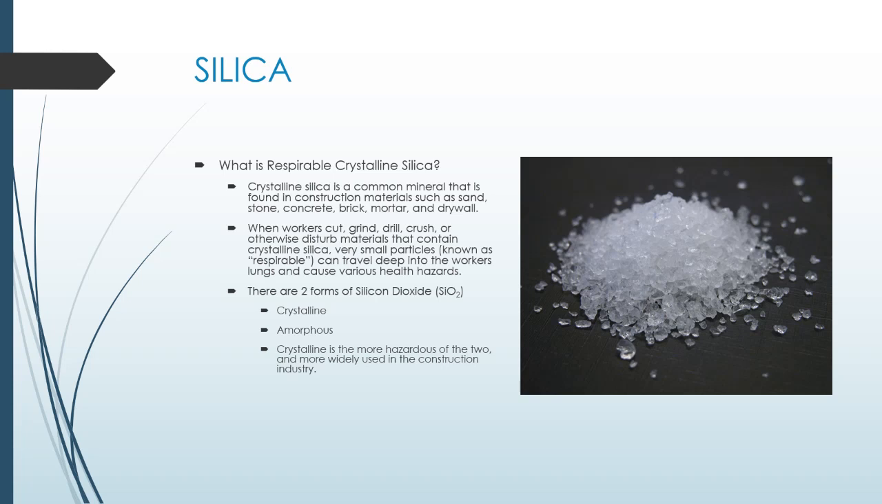We find silica when we're cutting and grinding and demoing and disturbing materials that contain silica. And even if they're very, very small particles, those are the respirable ones, the ones that can get into our lungs. That's what we're worried about. But when I say crystalline silica, I really mean silicon dioxide. And silicon dioxide is the natural mineral. There are two forms of silicon dioxide, crystalline and amorphous. Crystalline is the more hazardous of the two, and of course, that's what we use in the construction industry. As you can see in the picture, this is what silica looks like.